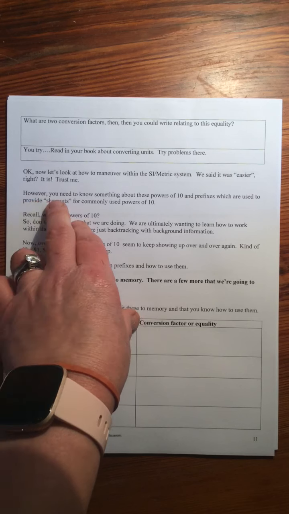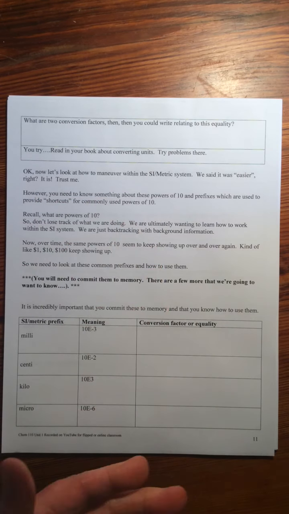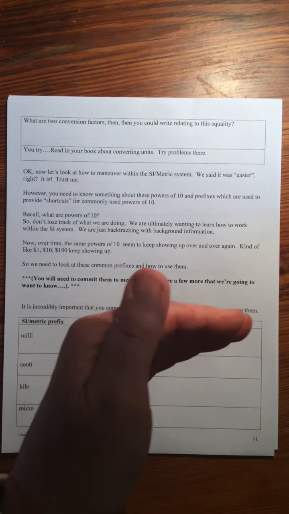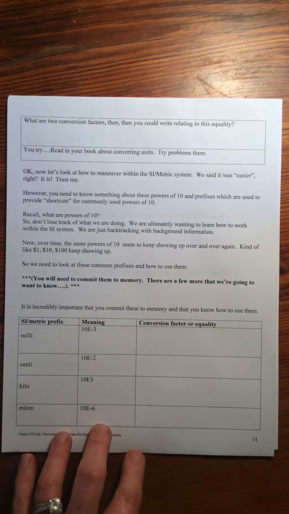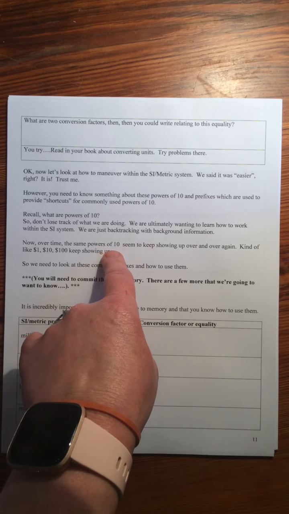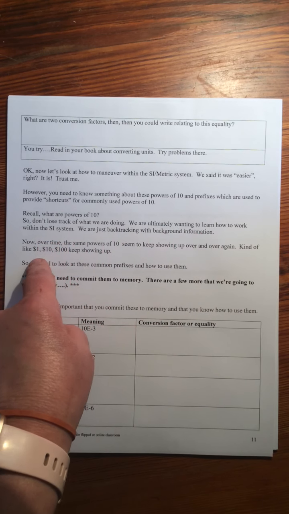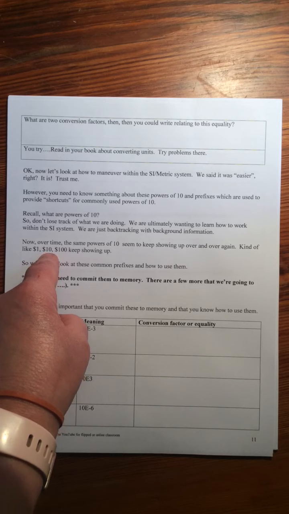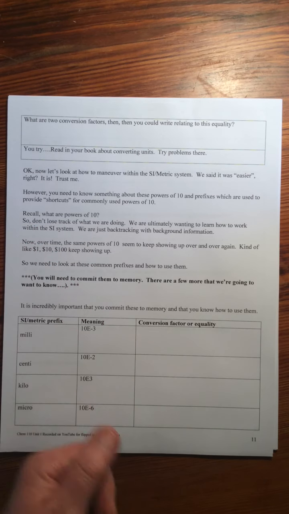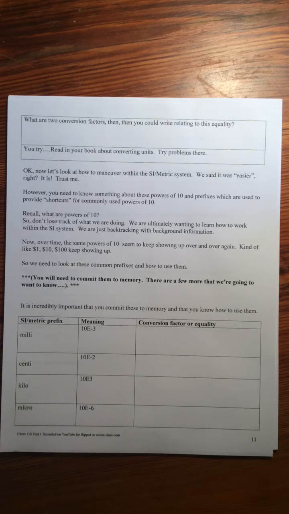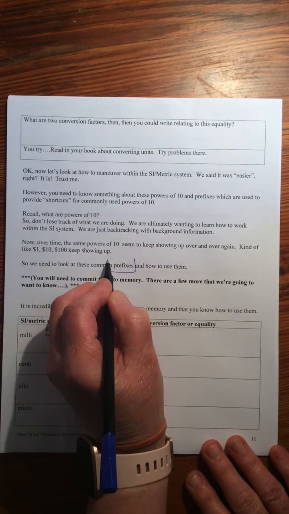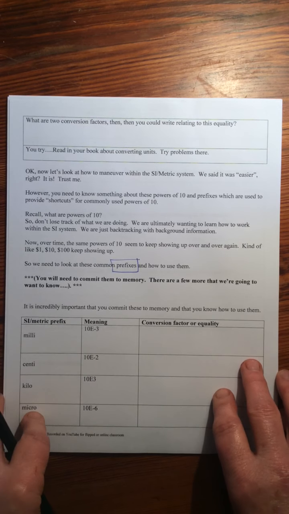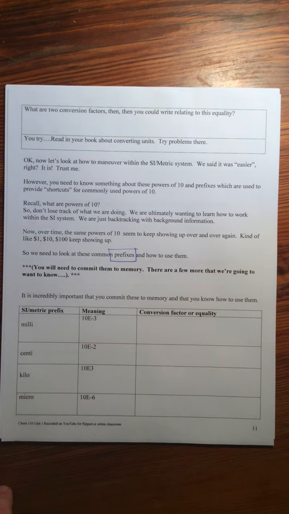Now we talked about powers of 10, and there are certain powers of 10 in SI metric that keep showing up over and over and over again. This is why we started with powers of 10. Over time, the same powers keep showing up, kind of like a $1 bill, a $10 bill, a $100 bill, and actually even a dime. So we need to look at what these recurring powers of 10 are, and we're going to refer to them as SI metric prefixes. Now, there are a bunch of them.